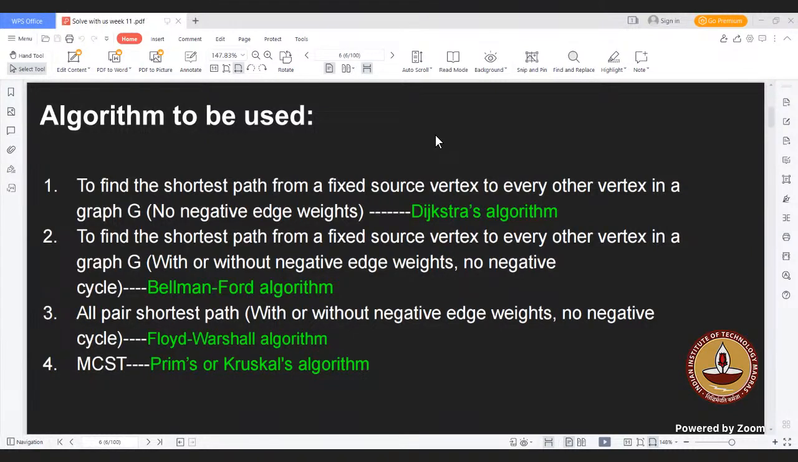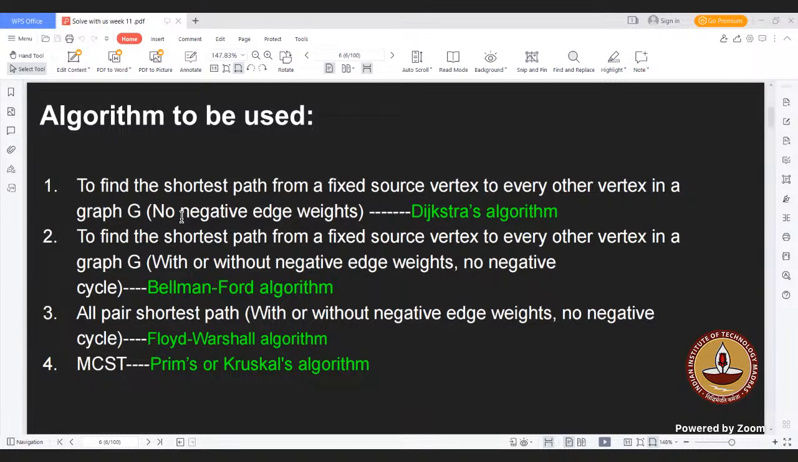In this session, we'll look at the main algorithms which are used in week 11. The first thing is Dijkstra algorithm. It is used to find the shortest path from a fixed source vertex. Let's say a graph has n vertices. We'll take one vertex at random, for example vertex 5. From vertex 5, we have to find the shortest path from 5 to 1, 5 to 2, 5 to 3, 5 to 4, till 5 to n minus 1. We have to find all the shortest paths starting from 5, and we can find it using Dijkstra algorithm.